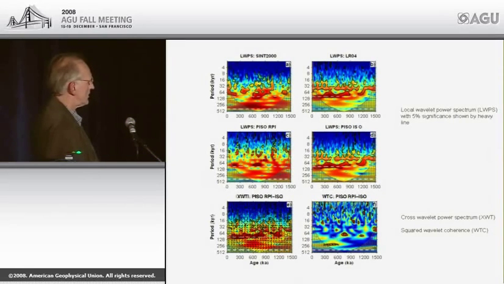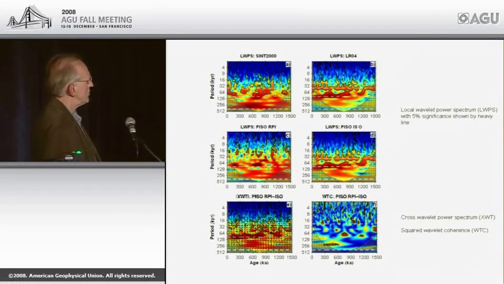Let's now look at the wavelet power spectrum associated with this new stack. That's shown here, where period is shown here. This is age, and these white dashed lines represent the orbital periods. Now, in the new stack, we don't see a lot of significant orbital power. In fact, we see less orbital power in the new stack than what's observed in the SINT 2000 stack.